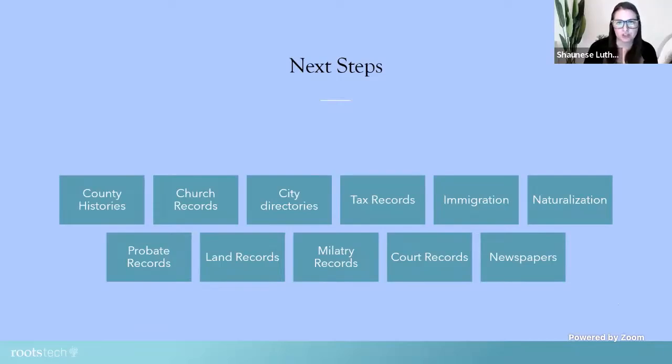your research project. You might not have an immigrant. You might be working just in the United States and there's no immigration, so you won't worry about immigration records, things like that, or the naturalization records. But to begin with, we are going to start with county histories.